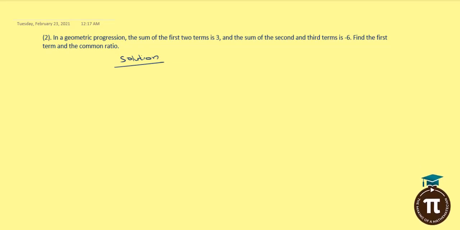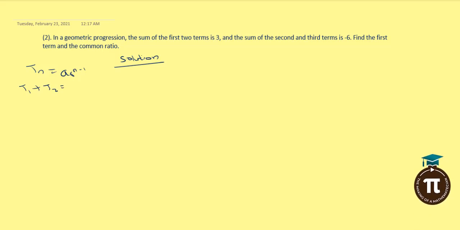So in this question, they say in a geometric progression, the sum of the first two terms is 3, and the sum of the second and third term is minus 6. Find the first term and the common ratio. So now, of course, you know that the nth term of a GP is ar^(n-1). So in a geometric progression, the sum of the first two terms, that means T1 plus T2, that is the sum. Sum means addition, plus. The sum of the first two terms is 3.